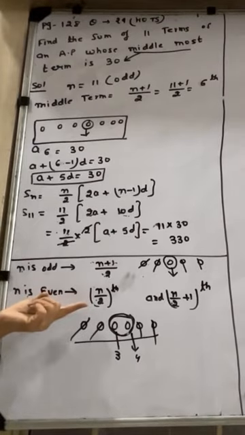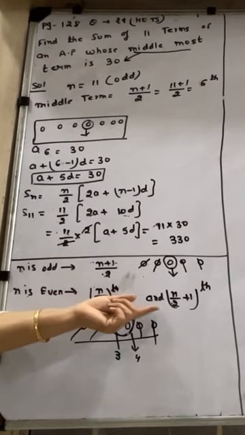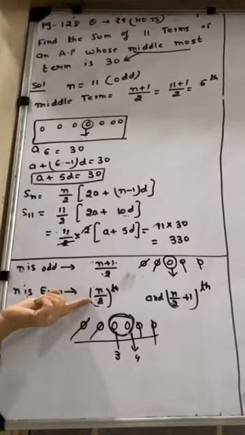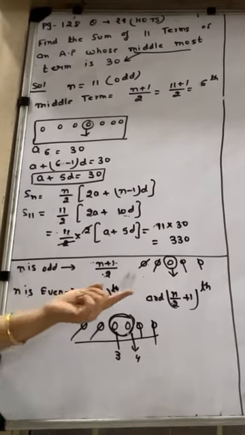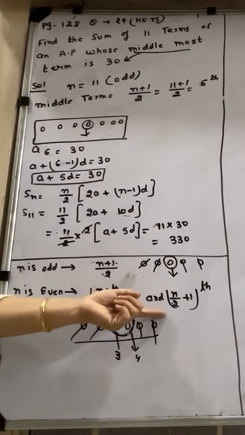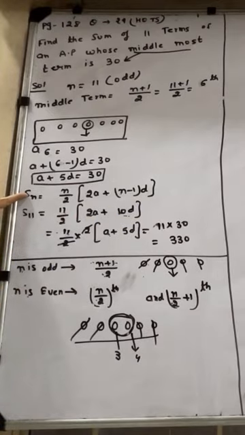So if n is an even number, what is the middlemost term? 2 terms will be at the middle, and which 2 terms will they be? The n/2th term and the next term, meaning the n/2 plus 1th term. So we applied the same concept over here and we got our answer. Clear?